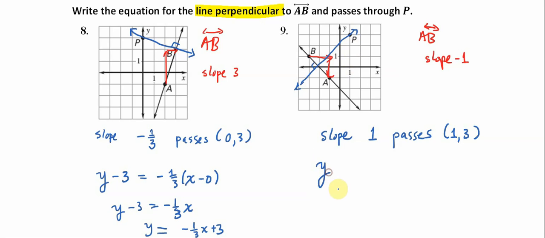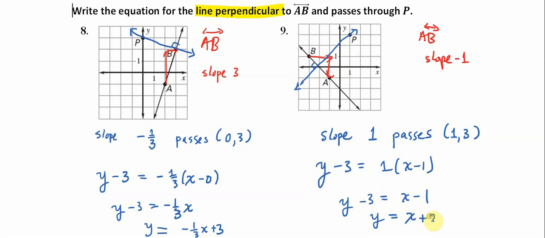So in point slope form, you've got y minus 3 is equal to 1 times the quantity x minus 1. And then we'll clean this up just a little bit. y minus 3 is equal to x minus 1. Add 3 to both sides, and you get y is equal to x plus 2. So there you have it, a couple of examples of writing the equation of a line that's perpendicular to some other known line.